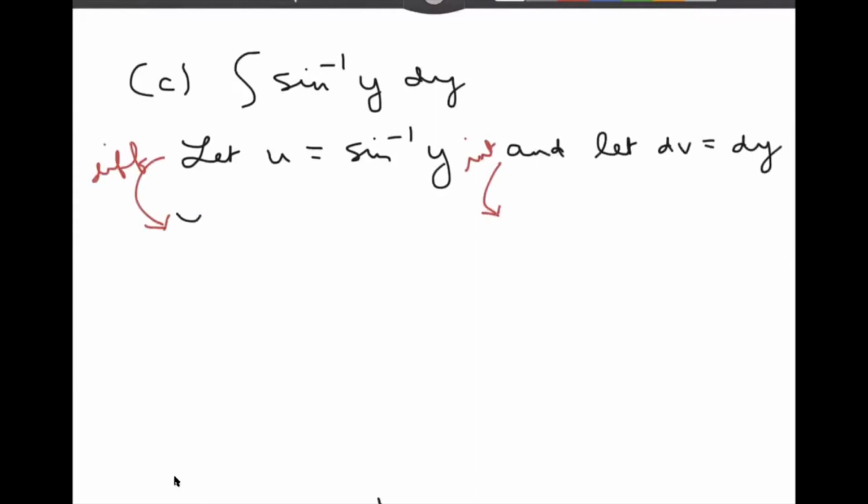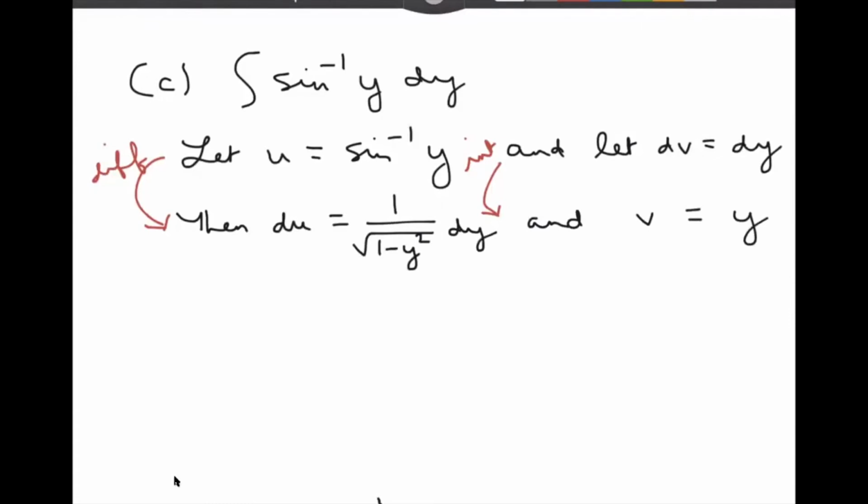All right, now what is the derivative of inverse sine y? I know you have that one memorized. And if you don't have it memorized, hopefully you have it written on a piece of paper somewhere within reach. The derivative of inverse sine y is 1 over the square root of 1 minus y squared dy. And of course, the integral of dy is just y.